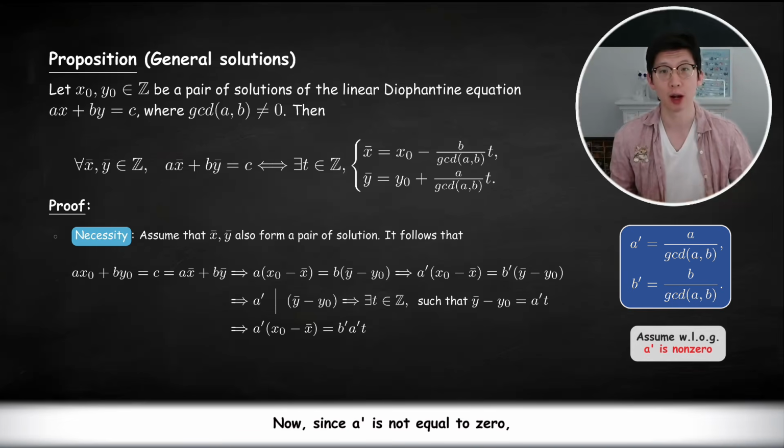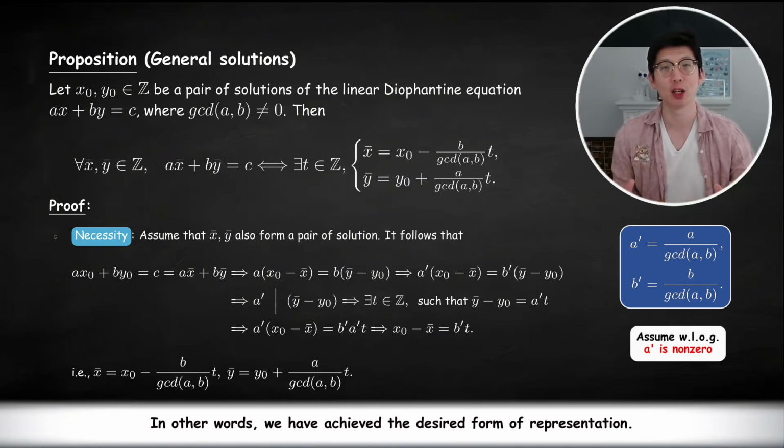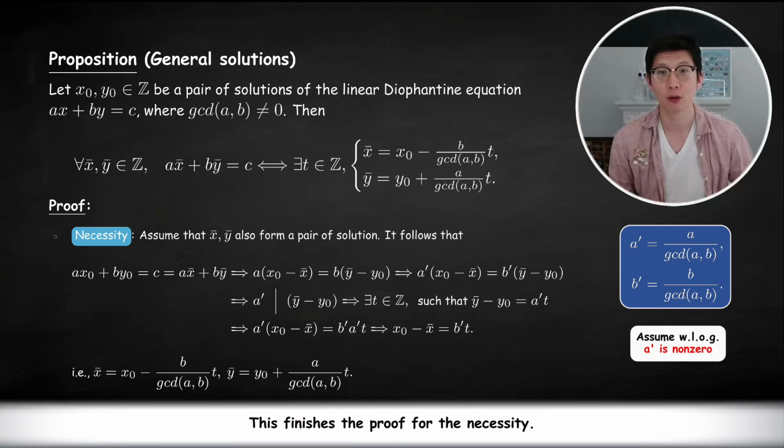Now, since a prime is not equal to 0, we can cancel the a prime on both hand sides, which in turn shows that x0 minus x bar is equal to b prime t. In other words, we have achieved the desired form of representation. This finishes the proof for the necessity.